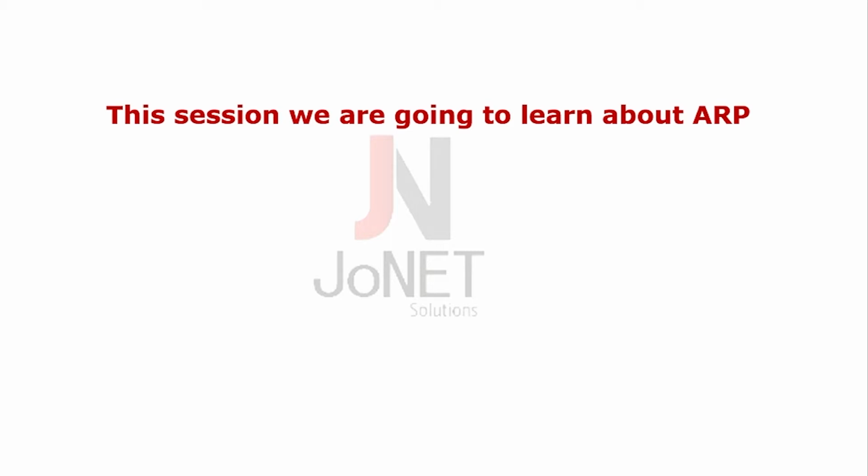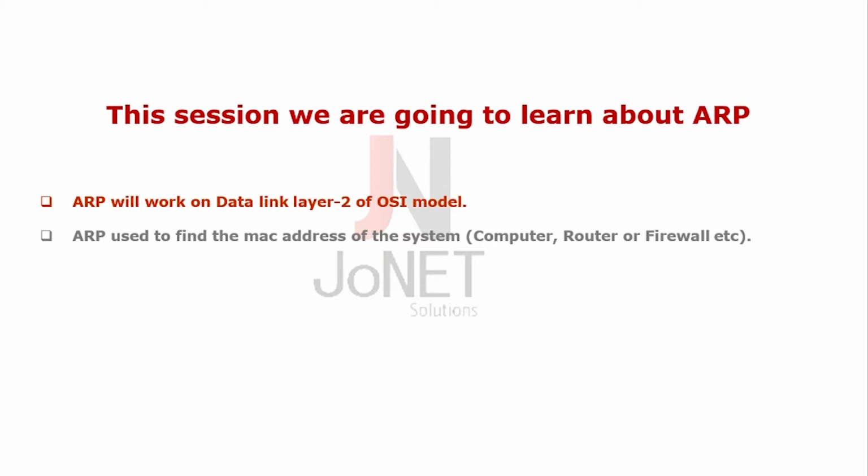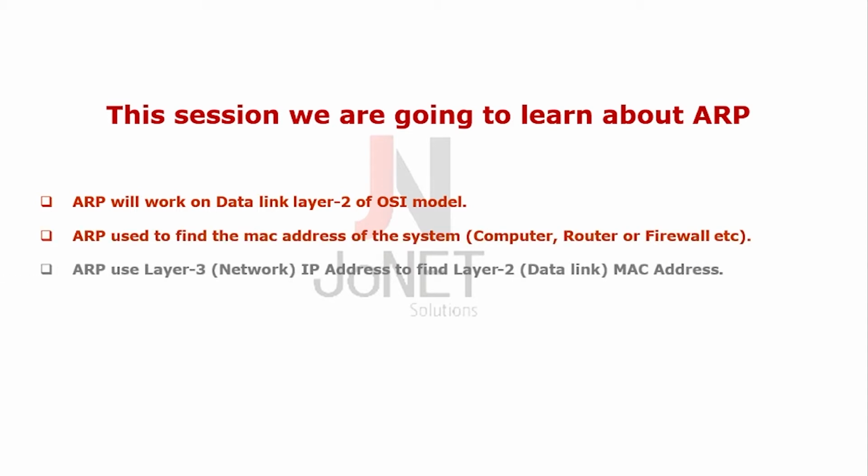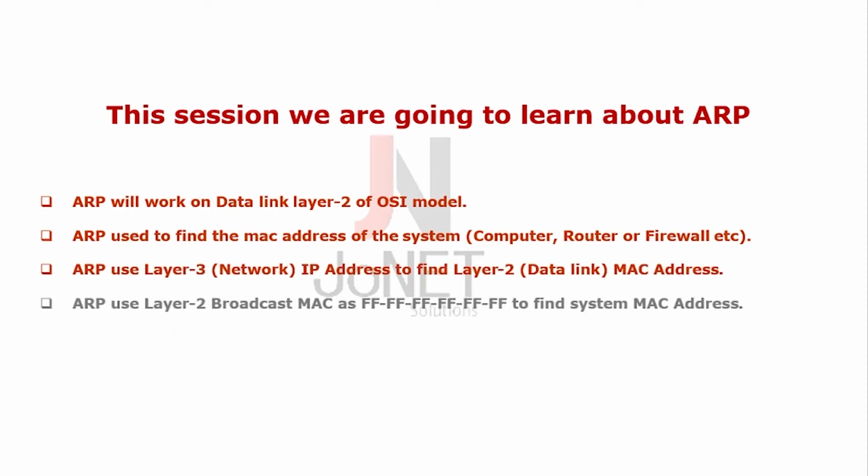In this session we are going to learn about ARP, that is Address Resolution Protocol. ARP works on the data link layer, layer 2 of the OSI reference model. ARP is used to find the MAC address of a system like a computer, router, or firewall, those that have a 48-bit interface. ARP uses the layer 3 network IP address to find the layer 2 data link MAC address. ARP uses the layer 2 broadcast MAC address, FFFF.FFFF.FFFF, to find the system's exact MAC address. ARP uses a 32-bit IP address to find a 48-bit MAC address.